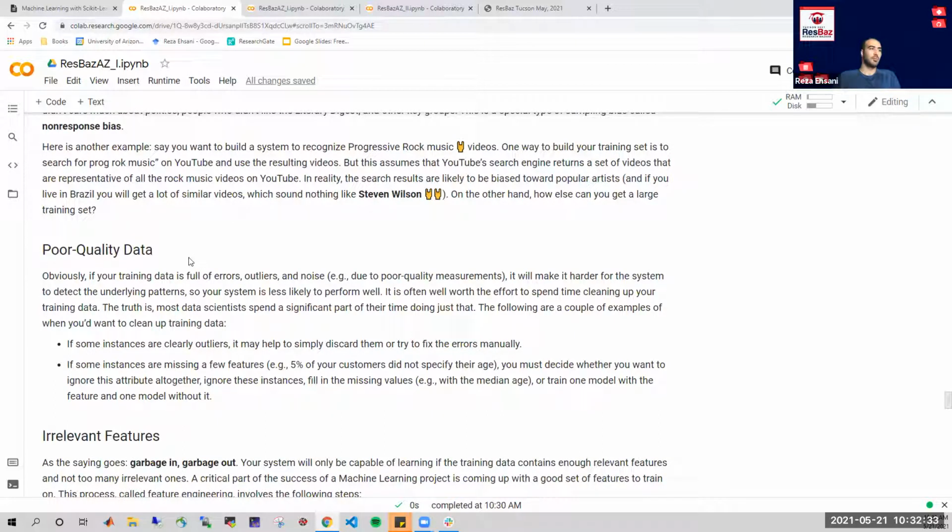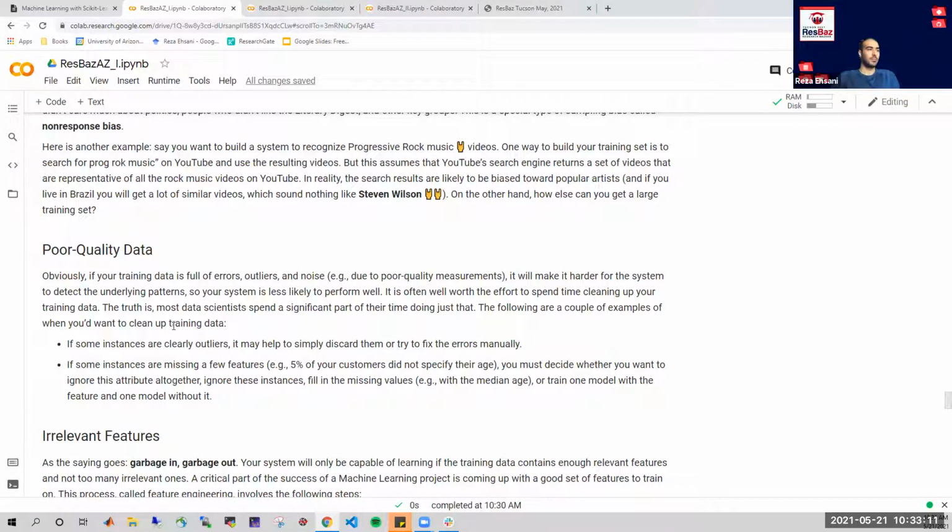Another typical problem with bad data is poor quality data, when there are a lot of errors, outliers, and also noise in our training set, which will really make it hard for the system to detect the underlying patterns. So the system is less likely to perform well. It is often worth the effort to spend time cleaning up your training data. Actually, most of the time when I use machine learning and deep learning myself, I spend like 80% of the time preparing the data set that will be used for training the deep learning and machine learning algorithms.